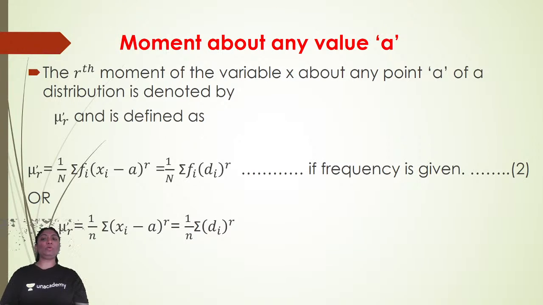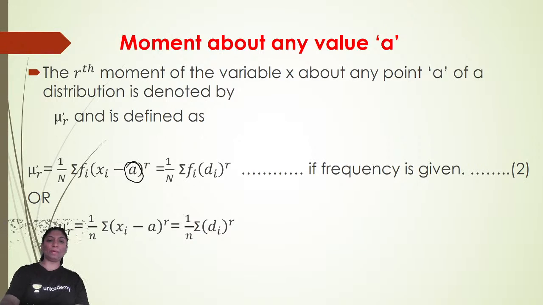Now the moment about any value a. For any point, a value is given, a is any point. The rth moment of the variable x about any point a of a distribution is denoted by mu r dash and is defined as mu r dash is equal to 1 upon n summation of fi into xi minus a bracket raised to r, which is equal to 1 upon n summation of fi into di raised to r, if the frequency is given.